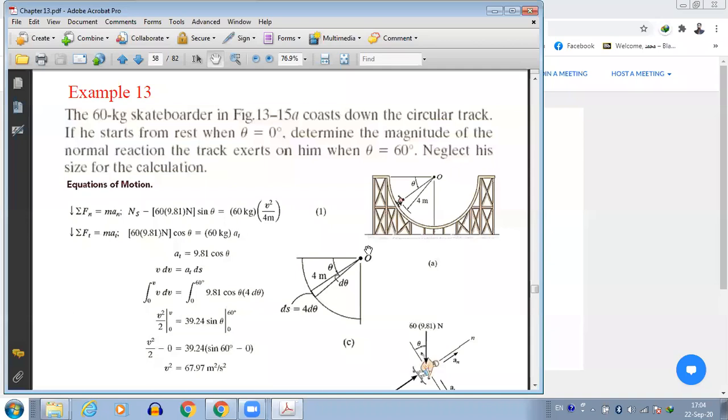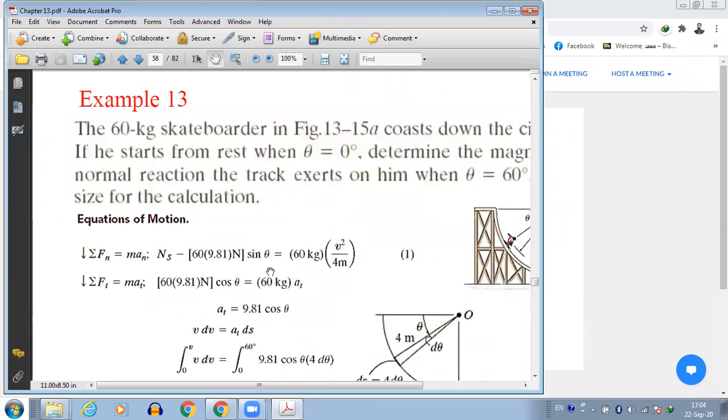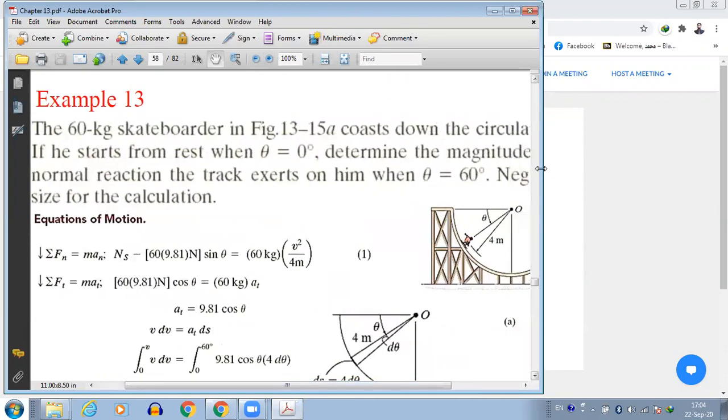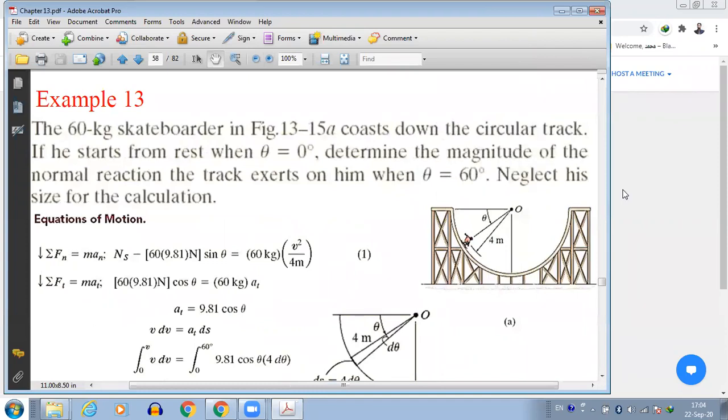Okay. Before moving towards the solution, let's first try to understand the problem statement thoroughly. Okay, so we have the 60 kg skateboarder. In the figure, he goes down the circular track. So this is the circular track where the skateboarder moves. If he starts from rest when theta is 0, so he starts from this point at rest when theta is 0.